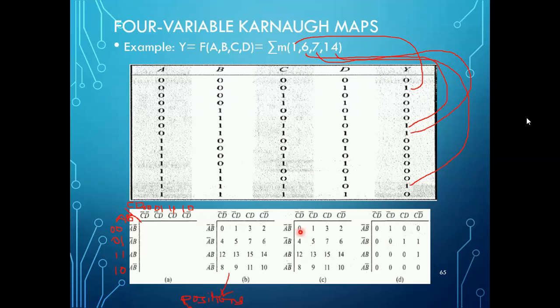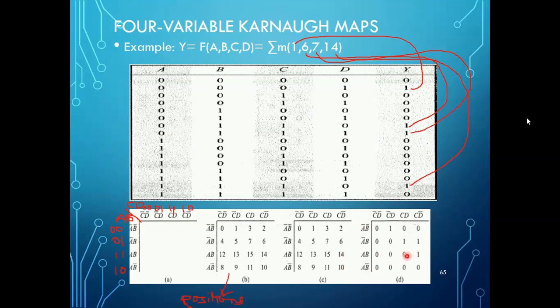So you have the positions 1, 6, 7 and 14. That is where, first position here, you have to plot 1. Next, the 6th position, you have to plot 1. 7th position, you have to plot 1. And next, the 14th position also you have to plot 1. So this is the way how we are going to fill the K map for 4 variables.